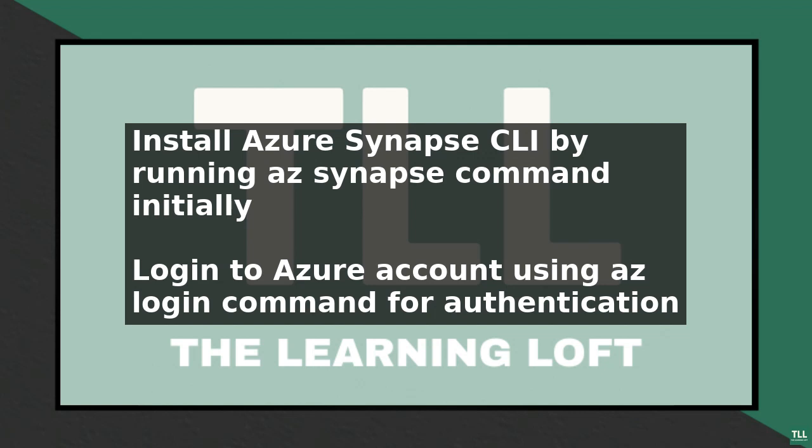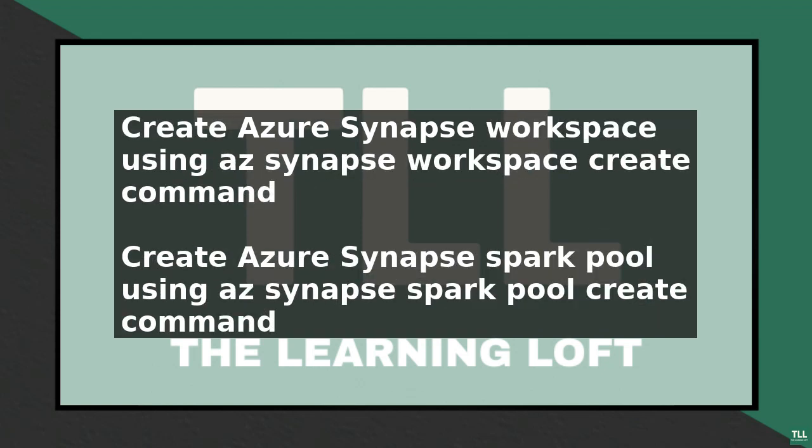You can also use the Azure Synapse CLI to submit Spark jobs to your Spark pool by running the command az synapse spark job submit and providing the required parameters such as the name of the job and the file that contains the Spark code.